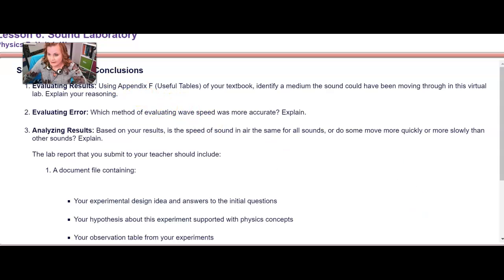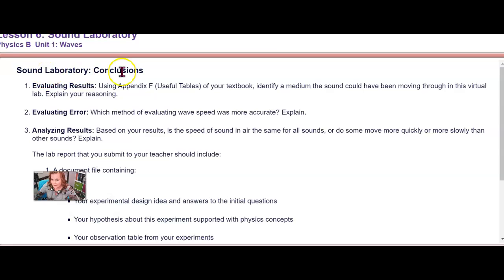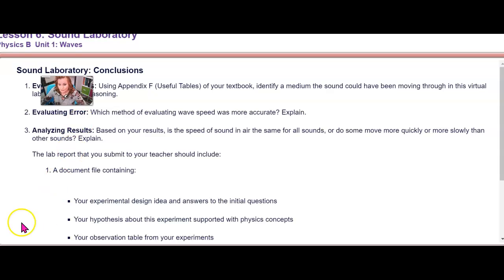So, laboratory conclusions, evaluating, use Appendix F of your textbook. Identify a medium the sound could have been moving through in this virtual lab. So look at the Appendix F and see the speed of sound through different substances and see what it could have possibly been moving through. And which method do you think is more accurate? Why or why not? You may want to think of those sources of error as well. And based on your results, is the speed of sound in air the same for all sounds, or do some move quickly or more slowly than other sounds? Explain, okay? So that's pretty much all you need to do for this portfolio.